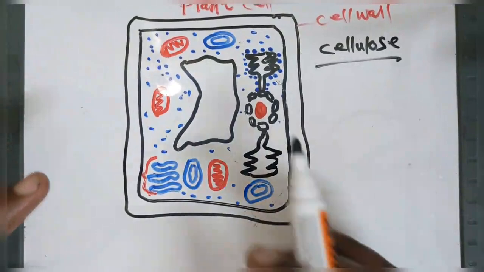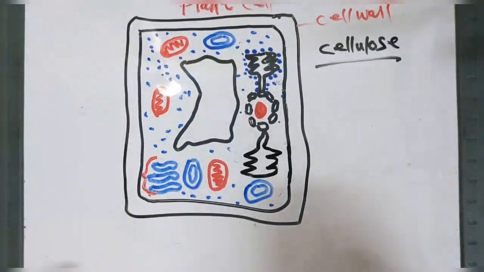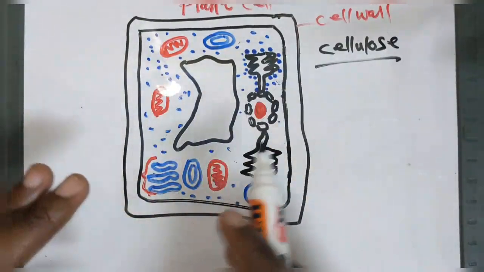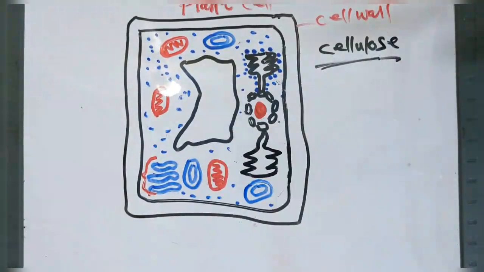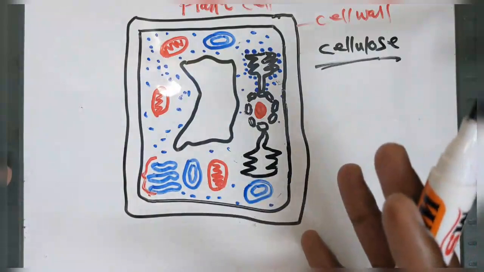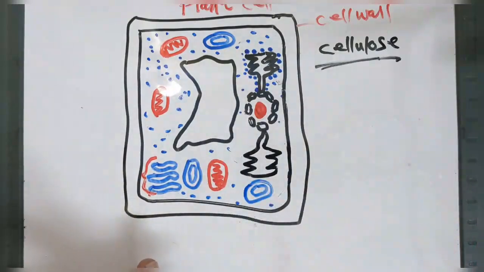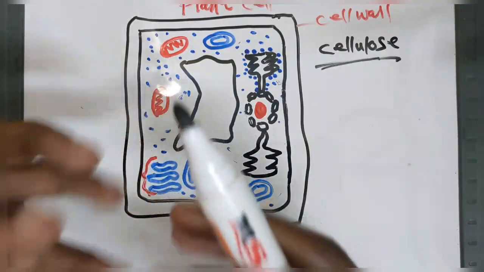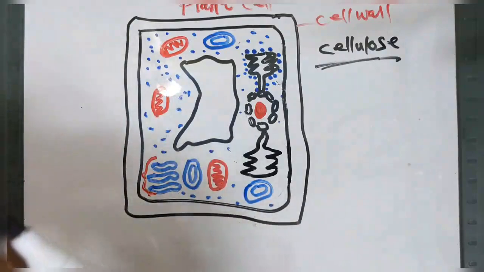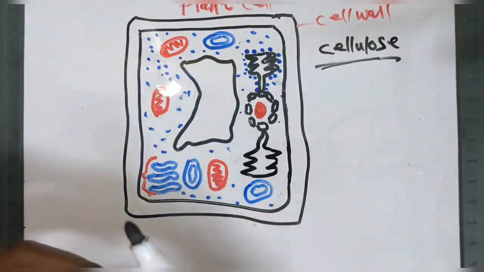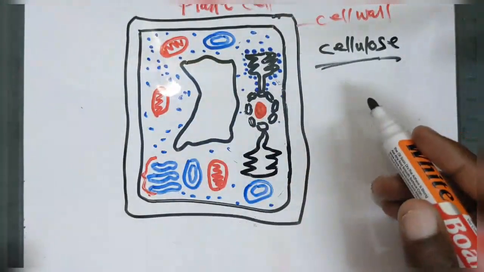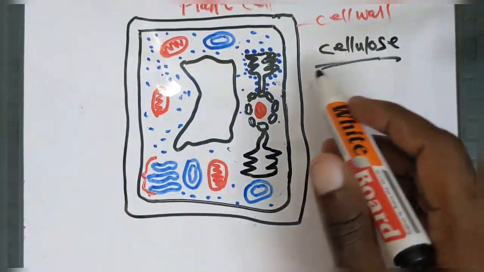This is different from an animal cell, because an animal cell doesn't have a cell wall, meaning it doesn't have cellulose. So when an animal cell gains a lot of water, it will burst. For example, when a red blood cell gets a lot of water, or a lot of substances in it, it will increase in size and burst, because it doesn't have cellulose.